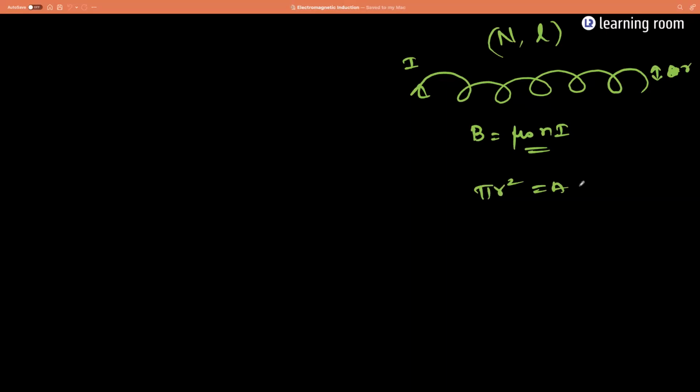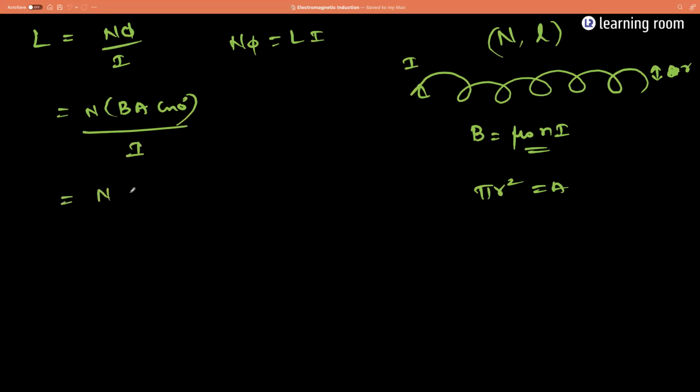Accepted? Now tell me, what does self-inductance tell you? L is equal to N into phi divided by I. That is the only equation we have: N phi is equal to L into I, L is equal to N phi by I. So N into, what is the value of phi? Magnetic field into area into cos angle. The angle is zero, because magnetic field and area are in the same direction. The whole divided by I. So capital N into, what is the value of B? It will be mu naught into small n into I, into area pi r square, the whole divided by I. I and I will get cancelled.